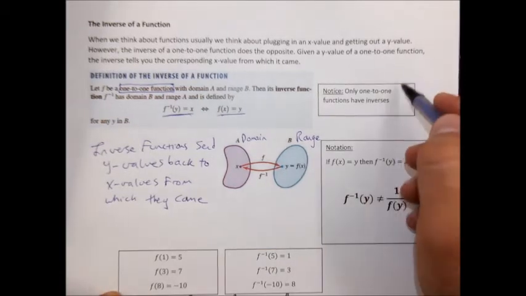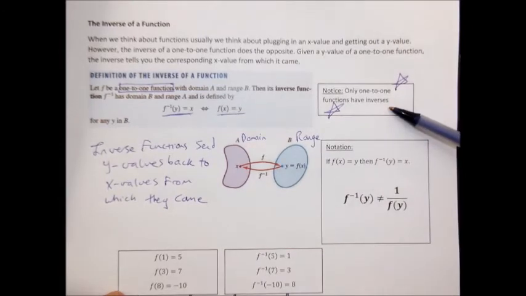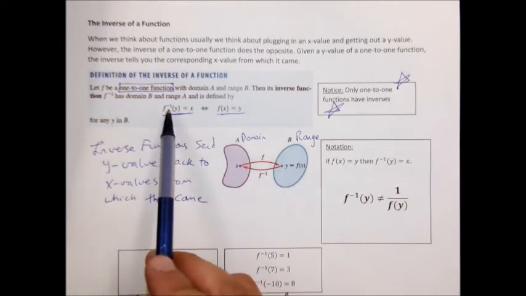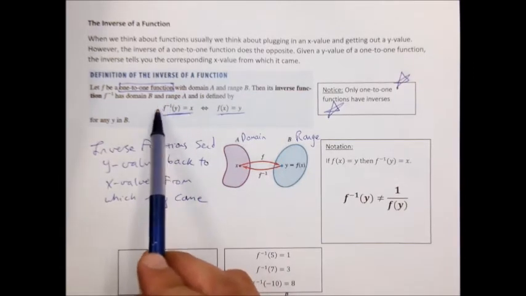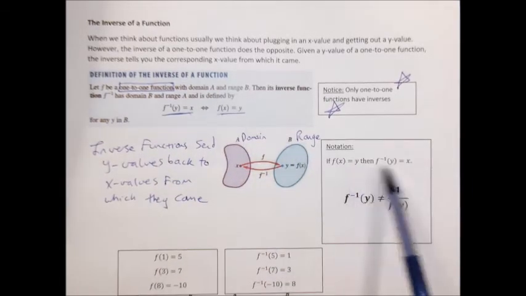And so that's what it says right here. I'm going to star that. We need to have a one-to-one function in order to have an inverse. So keep that in mind. And the other thing is, notice the notation here. See how the inverse function has a -1 exponent? But that's just a notation thing.